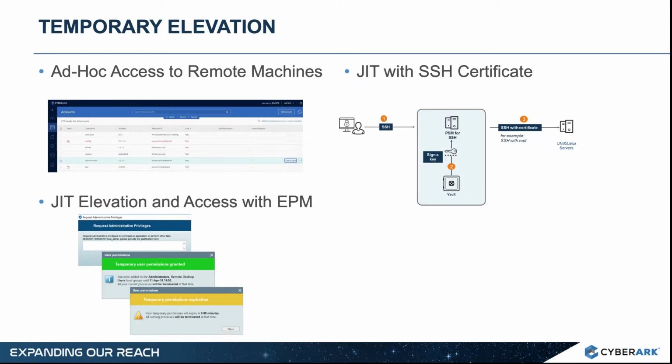The first one is temporary elevations, where a user's access rights are raised for a predetermined period of time, so that they can perform certain privileged functions. This can be done with either an agentless approach, just-in-time elevations and access with Core PAS, or with an agent-based approach, EPM, Endpoint Privilege Manager.